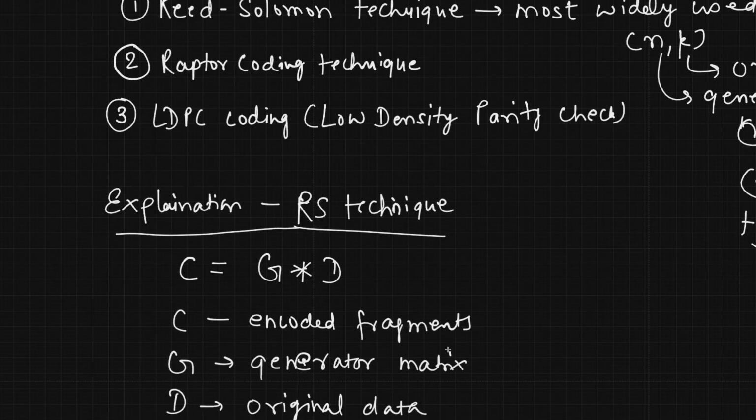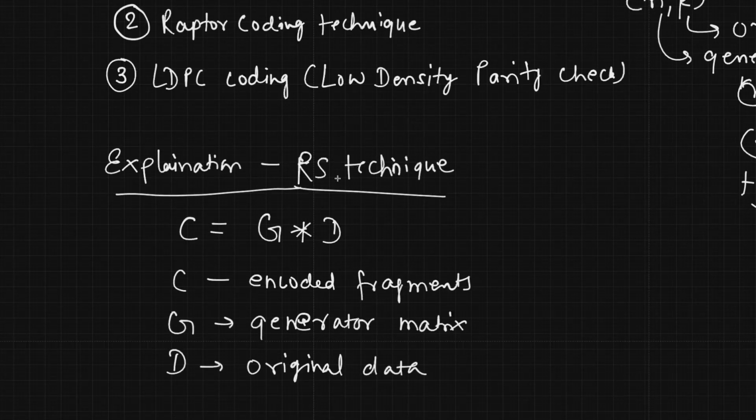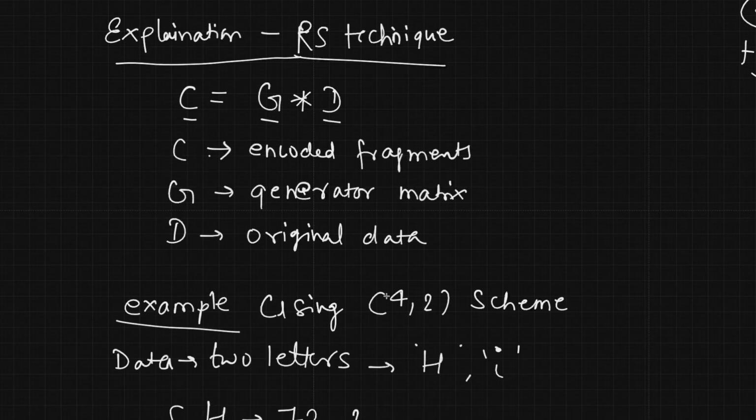Now, what exactly is erasure coding using the Reed-Solomon technique? Here we use a formula G times D equals C. G is a generator matrix, D is my original data, and C is my encoded fragments. Now I'll explain this with an example. I am using the 4,2 scheme here. As I explained, this is my original data and 4 is my generated data.